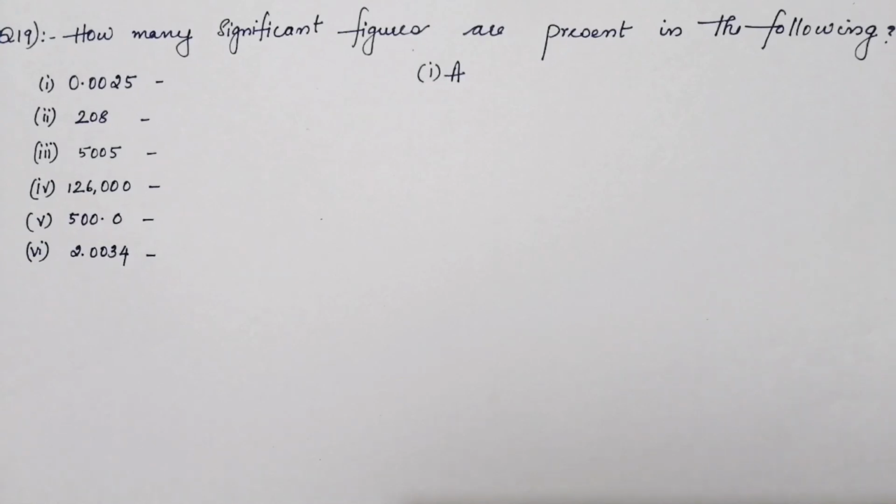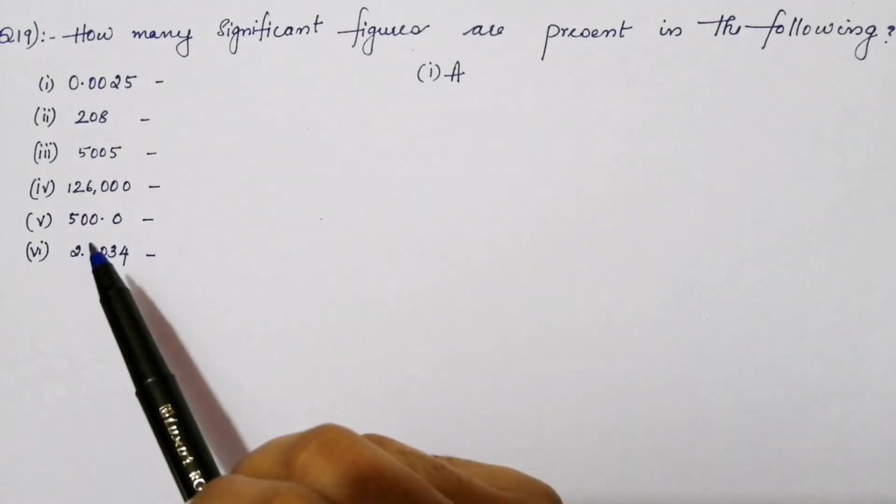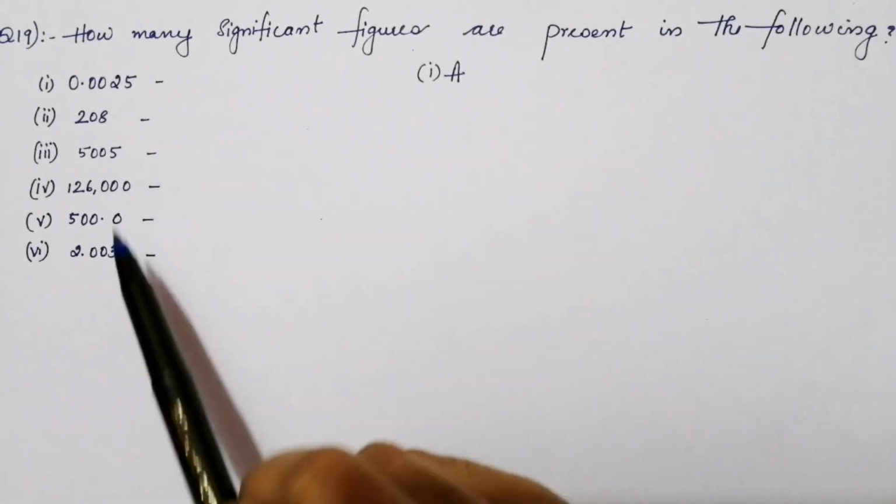In today's video, we are going to discuss NCERT solutions of the chapter Some Basic Concepts of Chemistry. So the first question for the day is question number 19, and the question says, how many significant figures are present in the following? And we have a list of 6 numbers. We have to calculate the number of significant figures in this.